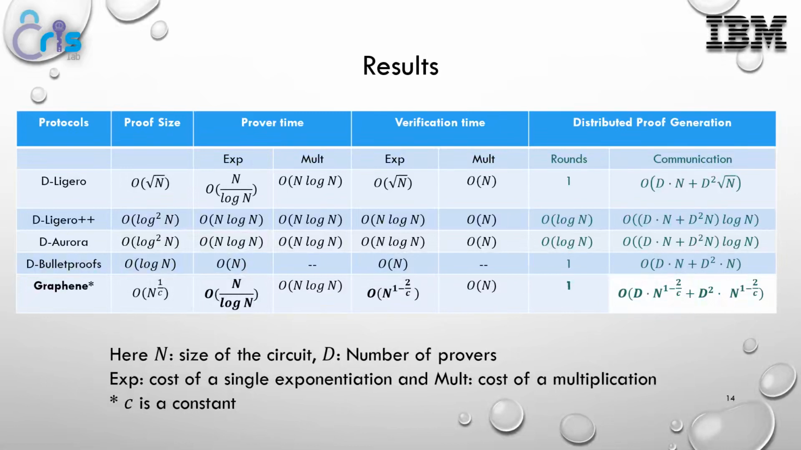We also observe that protocols with a fewer number of oracles perform better in the distributed prover setting, since for each oracle, it may require additional interaction among the provers to generate the sharing of the oracle. Thus, Ligero, Bulletproofs, and Graphene have better communication among the provers as well as number of interactions among the provers in comparison to Ligero++ and Aurora. Finally, we can see that our construction Graphene has better communication among the provers in comparison to any of the other protocols.